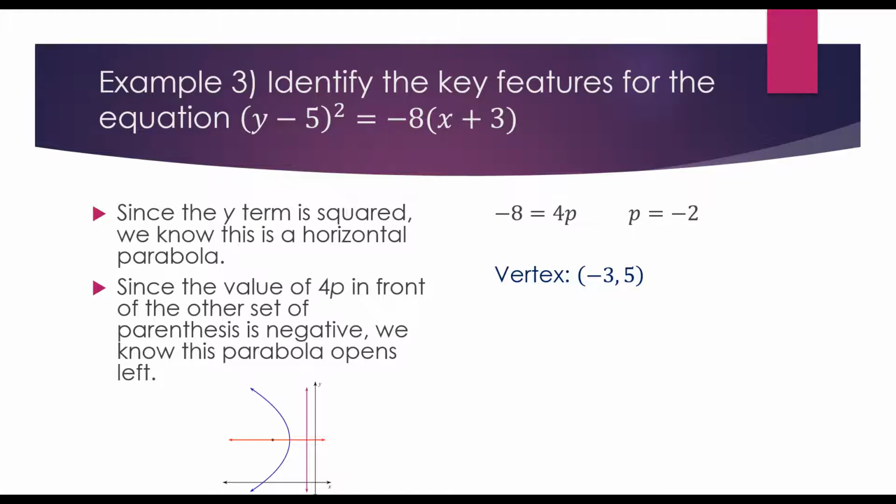So our focus is going to be 2 spaces to the left of our vertex, which would be the point negative 5, 5. Our axis of symmetry, that line down the middle, okay, it's crossing through the y-axis, so I know it's starting with y equals, and our y coordinate here is 5, so our axis of symmetry is going to be y equals 5. Our directrix, okay, our p-value is negative 2, so our directrix is going to be 2 spaces to the right of our vertex. 2 spaces to the right of negative 3 is going to be negative 1. Our directrix passes through the x-axis, so that equation is going to start with x equals, so x equals negative 1 for our directrix.